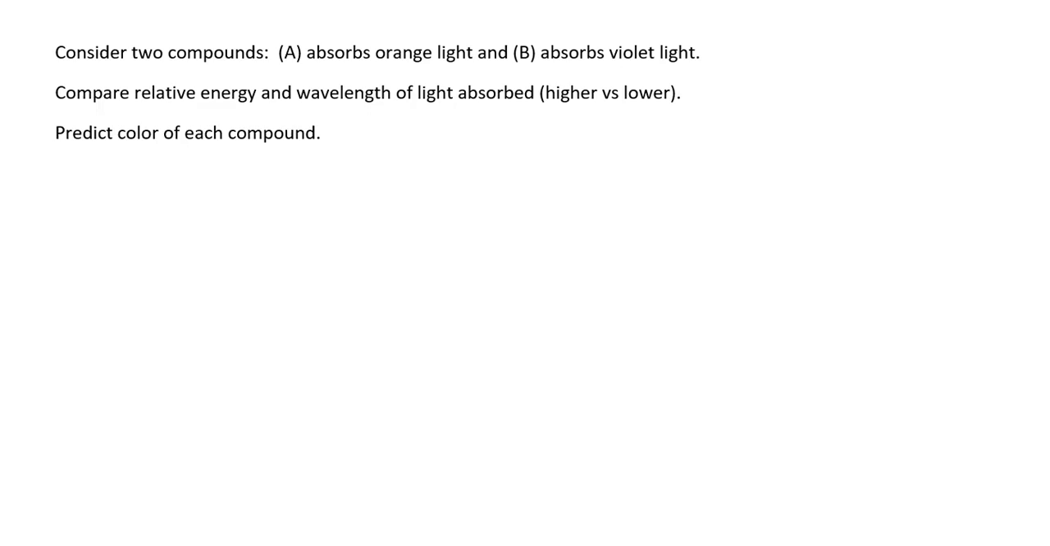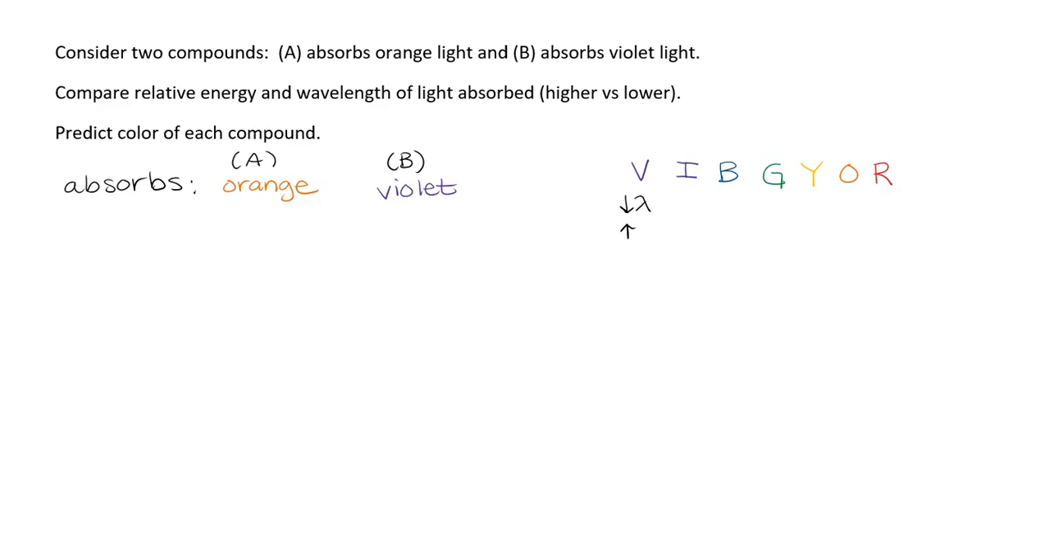In this example, we're given two compounds and we're told the color of light that each one absorbs. So I'm actually going to write down the word absorbs so I don't get confused. So compound A absorbs orange and compound B absorbs violet. So the first question is asking us to compare the relative energy and wavelength of the light absorbed. So if we look at the relative order of the colors, remember that the violet end has shorter wavelength and higher energy and frequency. And it's the opposite for the red end of the spectrum, which has longer wavelength, lower energy, and lower frequency.